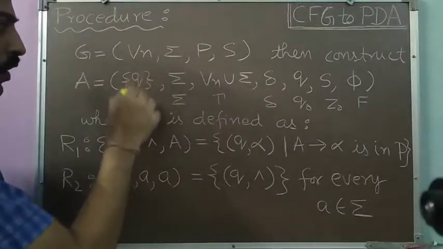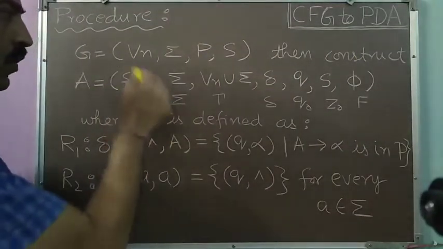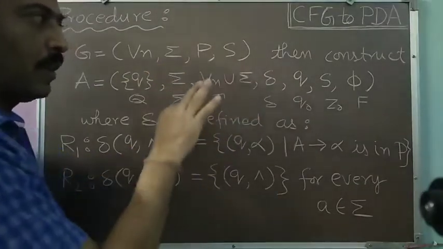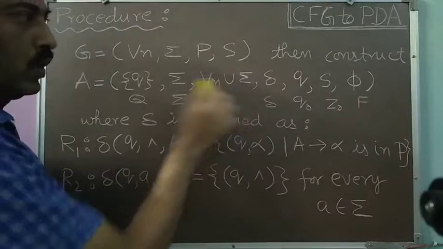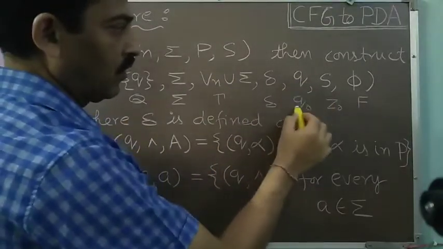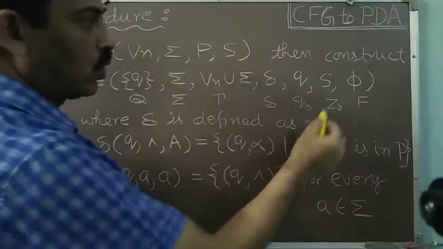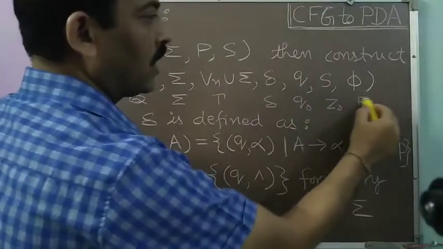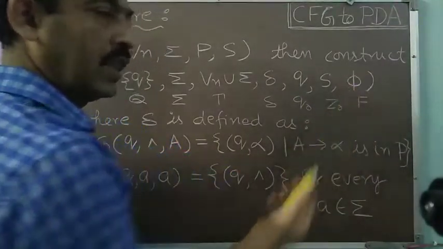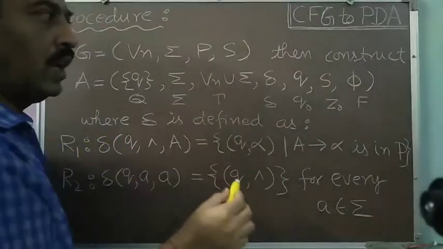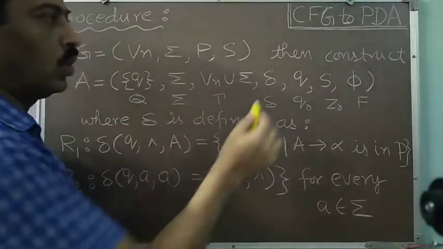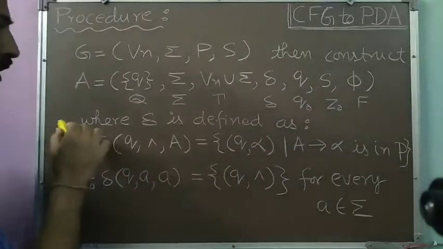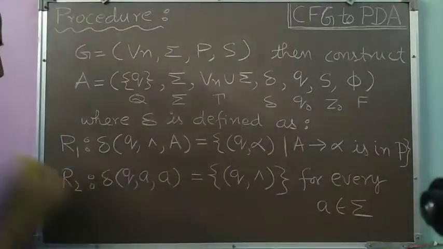Now if you look, we know what will be the set of states, we know what will be the alphabet, and we know what will be the push-down store symbols. Then the initial state q0 is known to us, the initial push-down symbol is also known, and the set of final states will be phi, which is also known to us. The only remaining thing which is unknown to us is the transition function delta. So this transition function delta we will define as per these two rules.